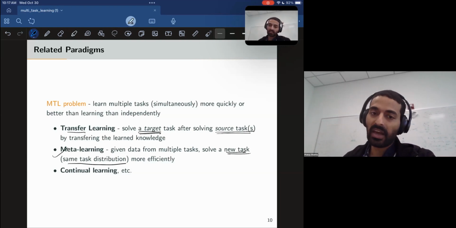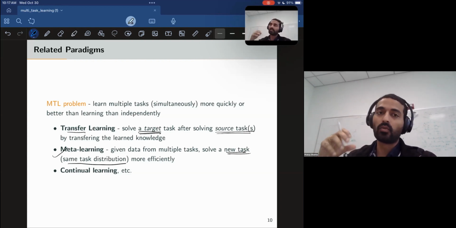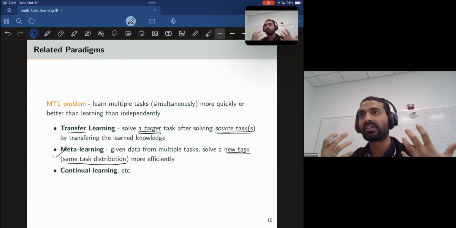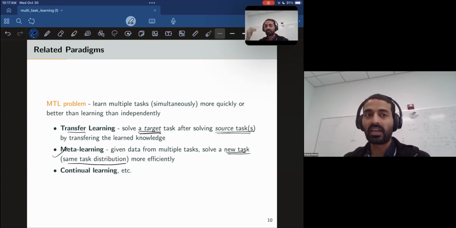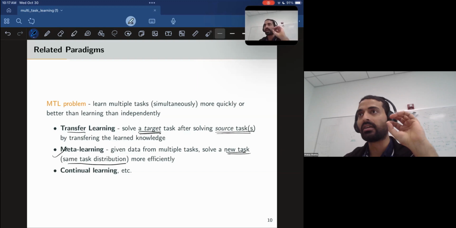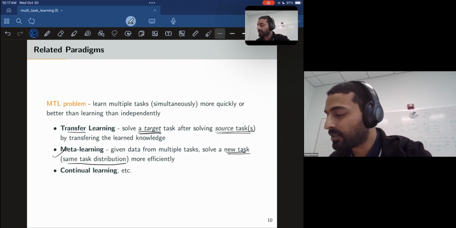And then there are other paradigms like continual learning. So in continual learning, you continuously have tasks coming in and you want to do well on all these tasks. So you build your knowledge up over time and you want to make sure that for every new task, you use the relevant knowledge you have built up and not any spurious correlation you might have learned. So these are the different paradigms.